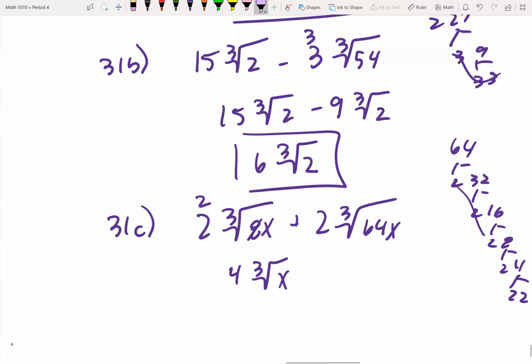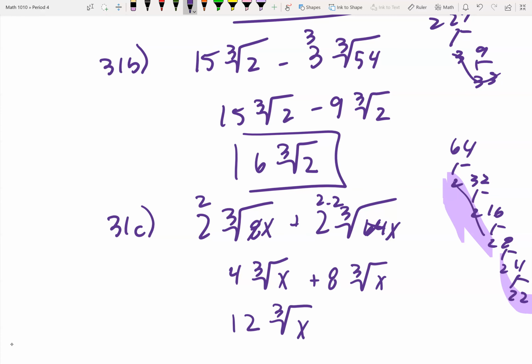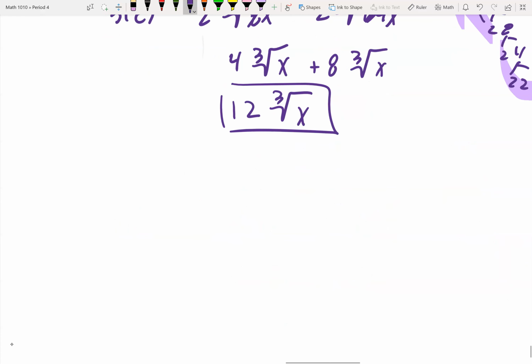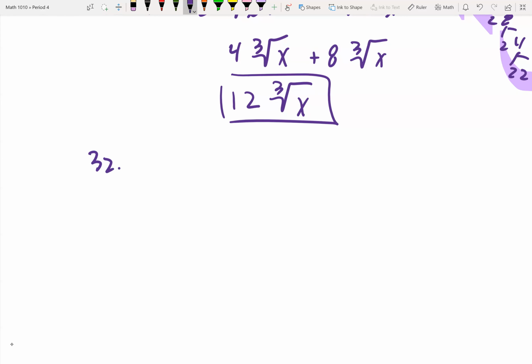This highlighter won't activate. These 3 2's come out, and these 3 2's come out. And nothing's left. So I have a 2 and a 2 on the outside. Another way to say that is the cube root of 64 is a 4. So 2 times 2 times 2 is 8 cube root of x. So they're like terms. They both have a cube root of x. 8 plus 4 is 12. Done.